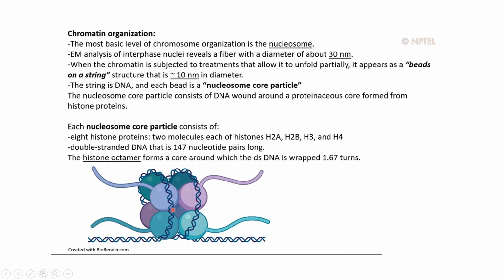And the double-stranded DNA that is wound is 147 nucleotide pairs long, wrapped around the histone. So this is the wrapping around the histone. The histone octamer forms a core around which the double-stranded DNA is wrapped 1.67 turns. So exactly 1.67 turns, less than 2 turns, are wound around the histone proteins, and the DNA is packaged around in each nucleosome. So this is how the nucleosome core particle is formed.